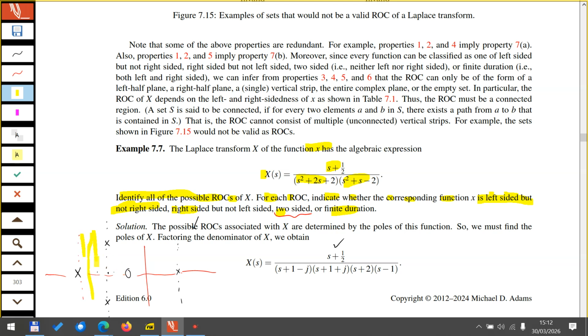Let's say I claim that this is the ROC. What will be wrong with that suggestion? Including poles? No, I'm avoiding poles. I'm not crossing any. This region I shaded avoids all three poles, and it avoids the fourth pole to the right as well. What is wrong here?